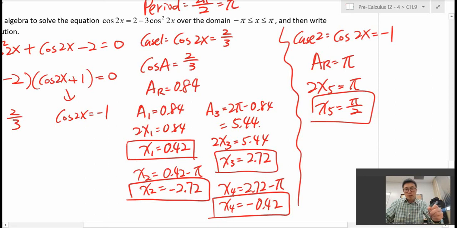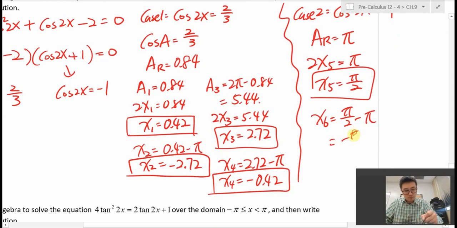But again, if you add pi to pi over 2, it's going to go beyond pi. So what we do to find x6 is we take pi over 2 minus pi, and that will give us negative pi over 2, and that's our x6.